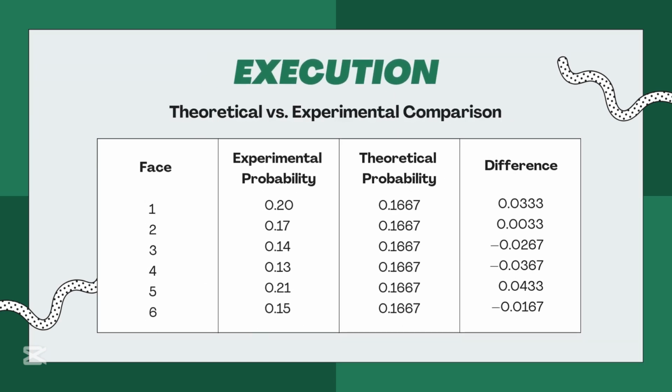Just like before, we calculated the experimental probabilities and compared them to the theoretical probability. This time, the differences were smaller. Most phases were close to the expected value of 0.1667. The biggest deviation remained with Phase 5, but overall the results were more consistent with probability theory.